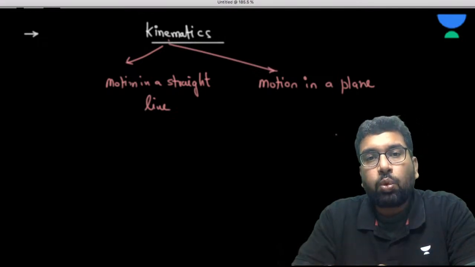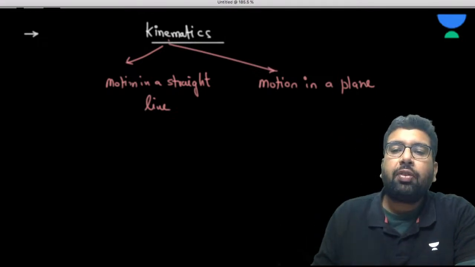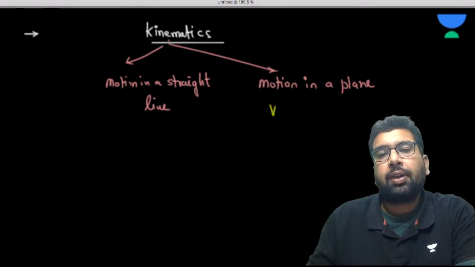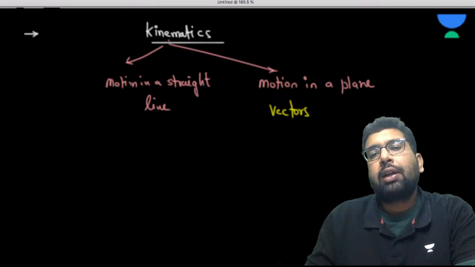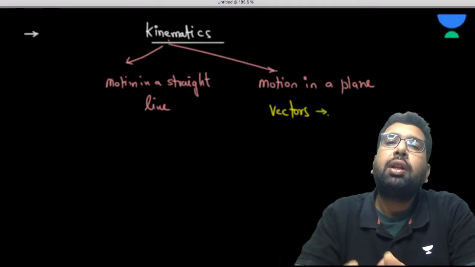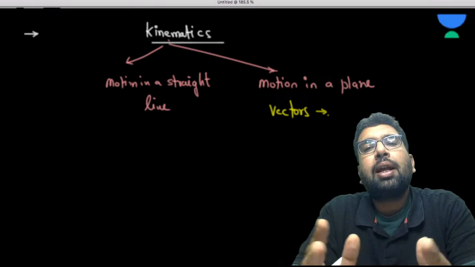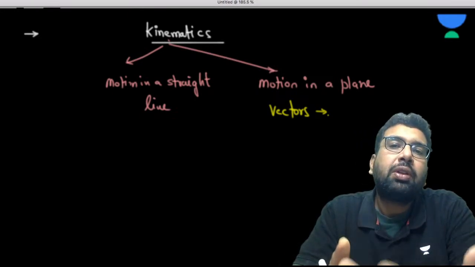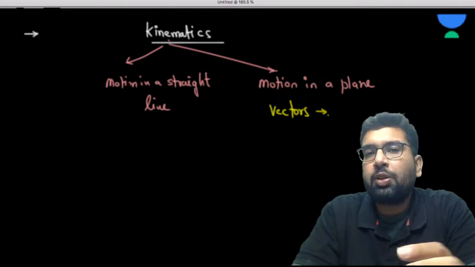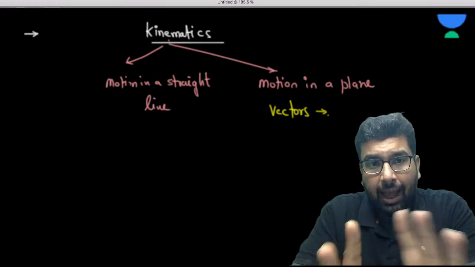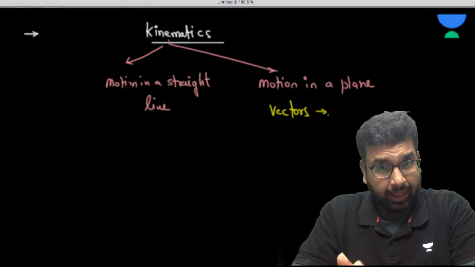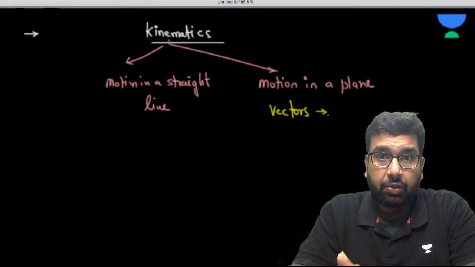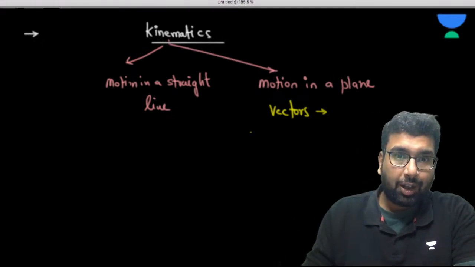Now for motion in a plane, we have completed the vectors. You can find the whole vector section in the channel. Vectors are part of motion in a plane, because to understand projectile motion and circular motion, we require the information of vectors. So vectors are completed, and for the straight line we have done the graphs, differentiation and integration in kinematics, and developed the equations of motion.